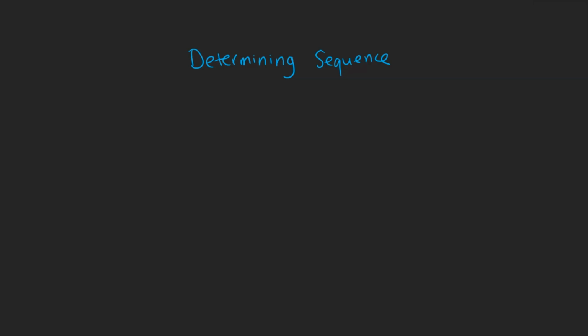In this video, we're going to break down the concept of determining sequence, a crucial skill in understanding stories, processes, and events. Sequence is the order of events, ideas, or steps. It's about knowing what happened first in order to comprehend what follows.